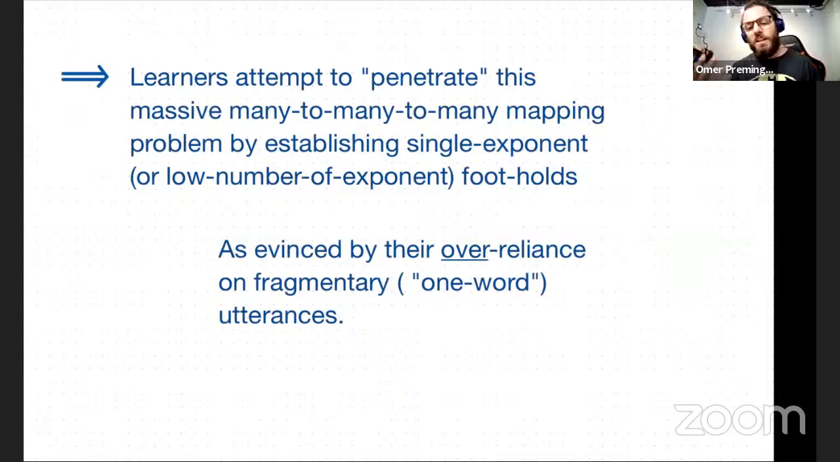So what's the guiding intuition here? Learners can't rely on nice lexicalist assumptions because they're not true. Instead, they know they have to penetrate this many-to-many-to-many mapping, and they try to penetrate this complicated system by establishing footholds that are easiest to establish when you hear single exponent utterances, or maybe utterances consisting of very few exponents. And as a result, you find an over-reliance on those kinds of utterances in bootstrapping early vocabulary.